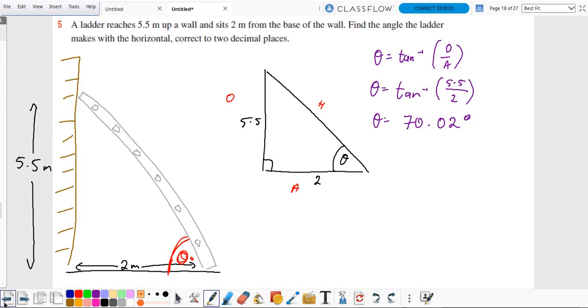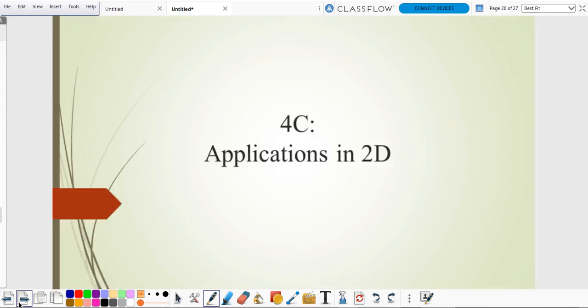Now you'll remember in the previous questions, we saw this word called the horizontal. That's going to have something to do with what we'll be doing in the next part. So just remember, horizontal just means that way. That's your horizontal, and that's vertical. Just common knowledge that you should know.